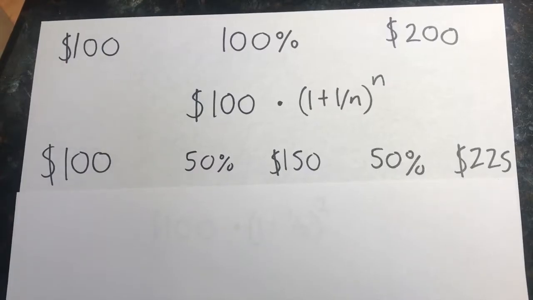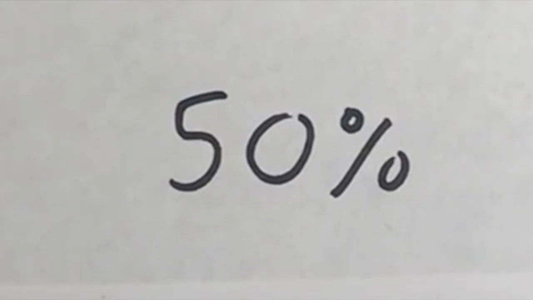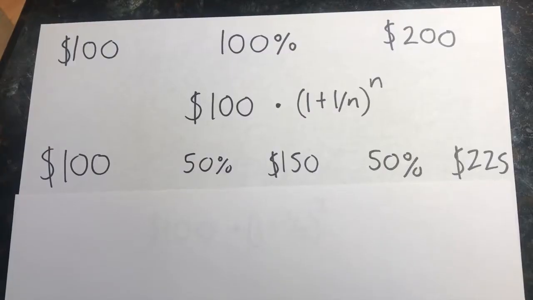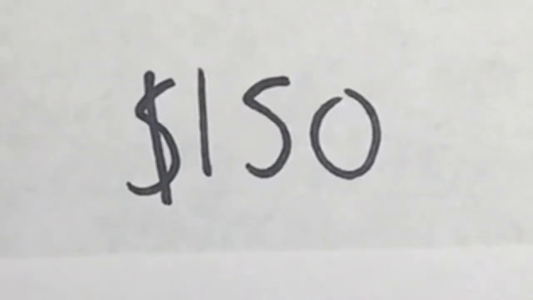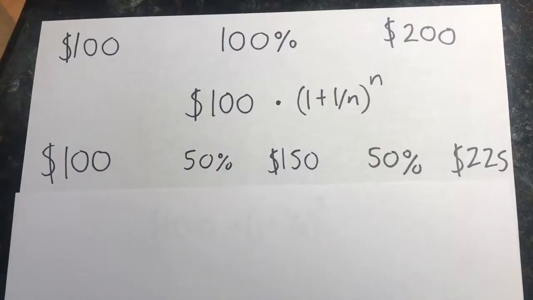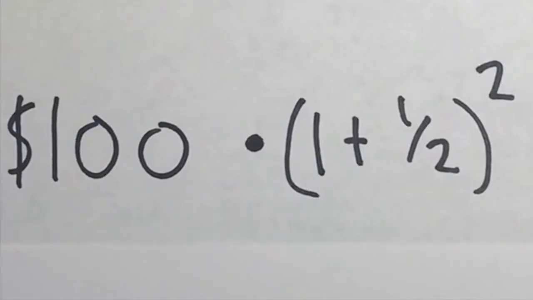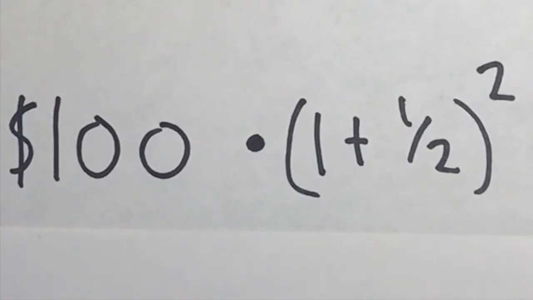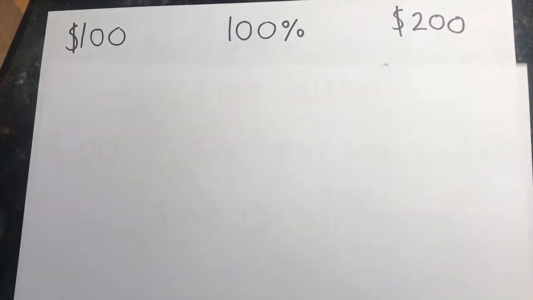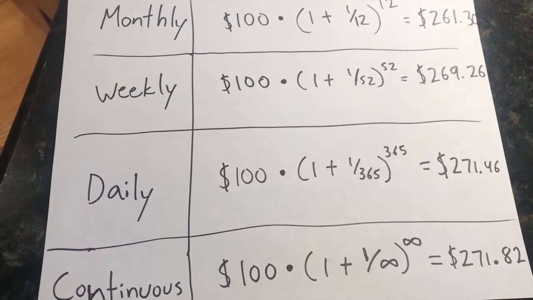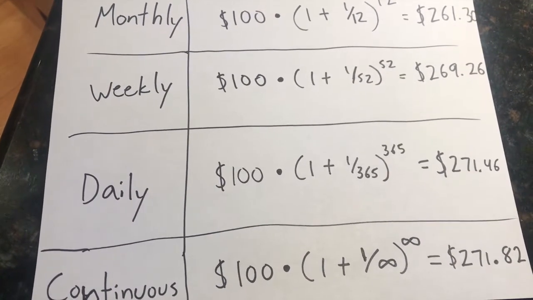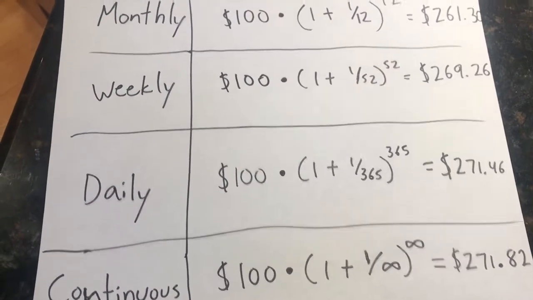Starting with $100 again, if it was compounded semi-annually by 50% each 6 months, after 6 months the $100 will have turned into $150, and in the second half of the year, that $150 will have turned into $225. That is given by this expression here, $100 times (1 + 1/2)^2. This trend of compounding more and more times within a year results in a greater value each time.